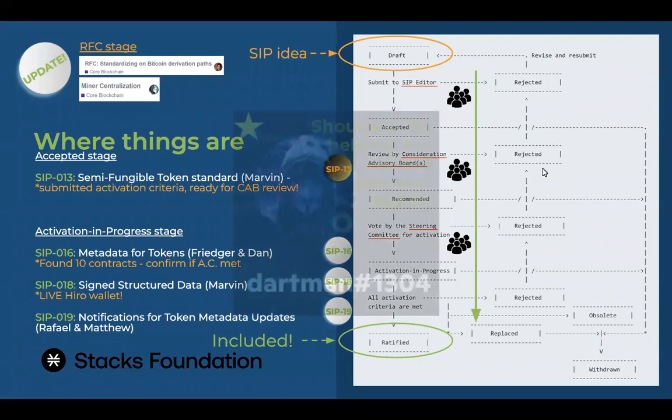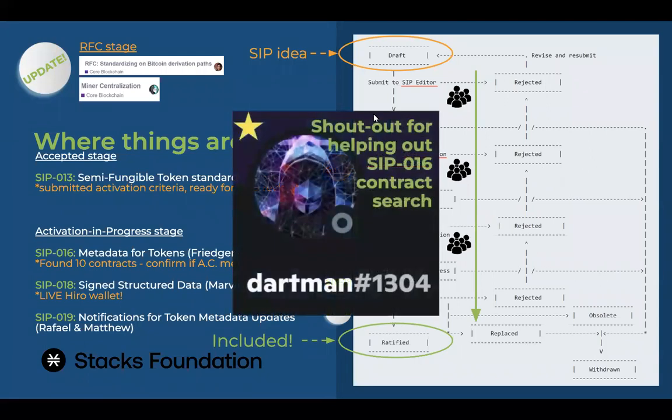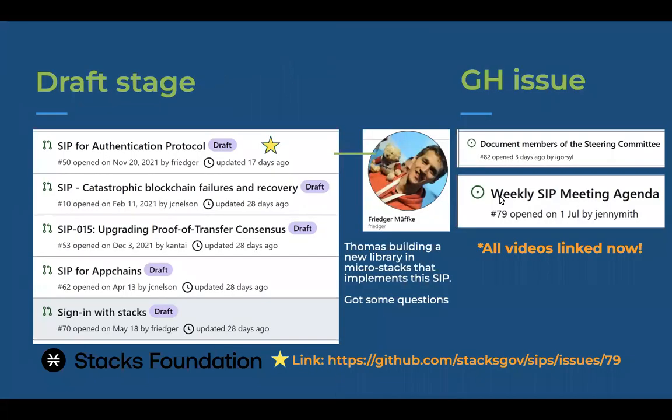Big shout out to Dartman, who really helped to find the 10 contracts for SIP 16. It's amazing. He's just a community member, and he was able to facilitate and help when other people are really busy or on holiday. It's amazing to see the community coming together, helping each other. So yeah, big shout out.